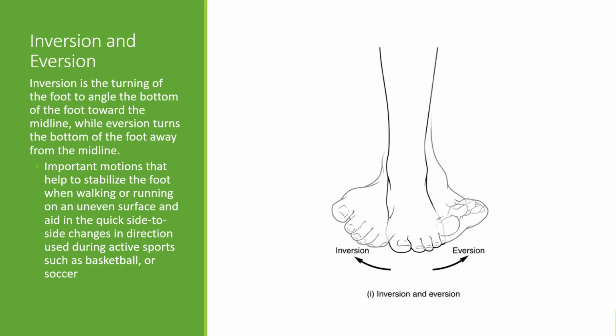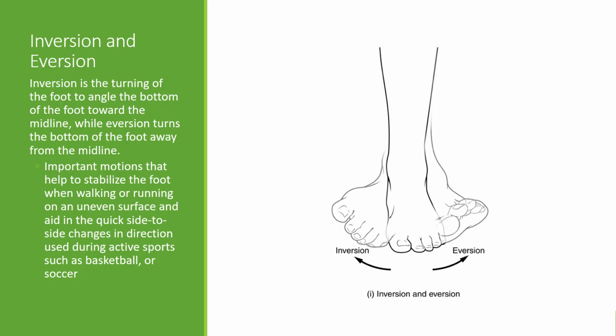Inversion, eversion is also describing what's going on at your foot. And this is what you see classically when somebody has injured their ankle. In the notes, you'll see either inversion or eversion of the ankle. So inversion is when you roll the bottom of the foot inward, and eversion is when you do it out.